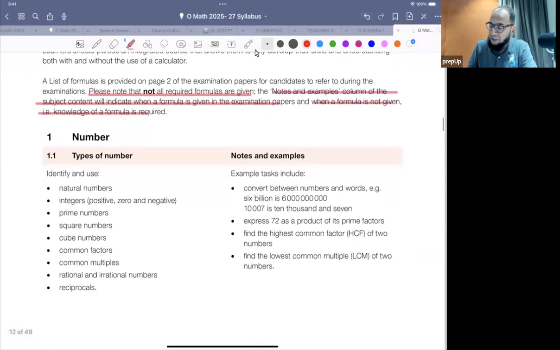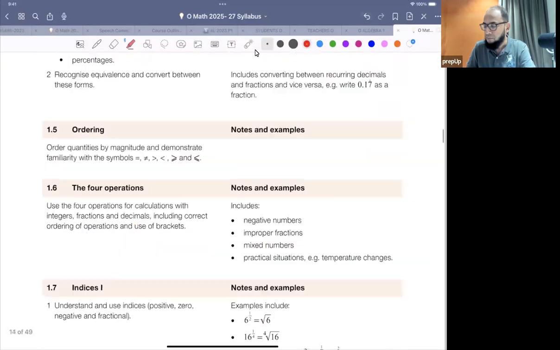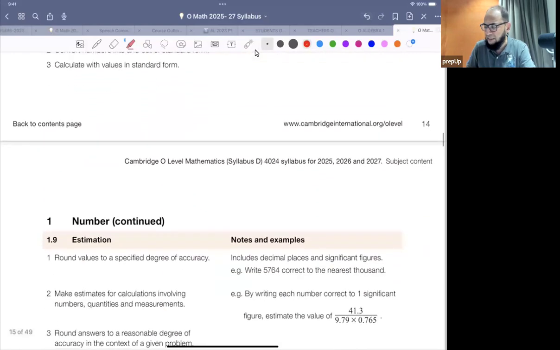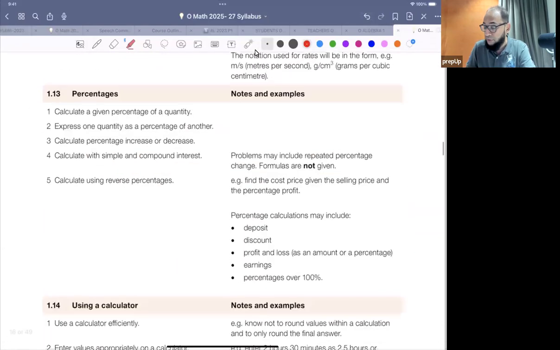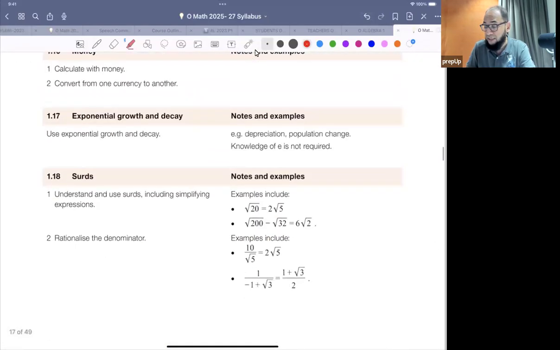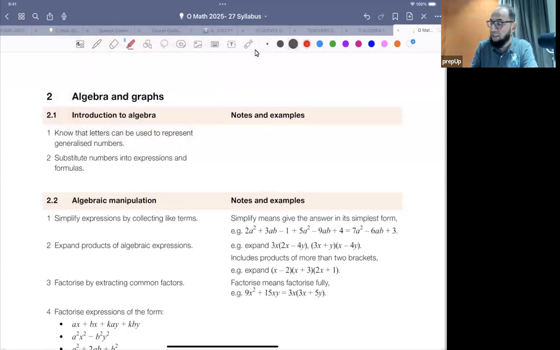So now this is about numbers. That is the first thing. These are the subtopics: ordering, four operations, indices, standard form, estimation, accuracy, ratio, proportion, rates, and so on, percentages, using a calculator, time, money, exponential growth, decay, surds, and so on. Now I'm starting with algebra and graphs. Know that letters can be used to represent generalized numbers. Substitute numbers into expressions and formulas.